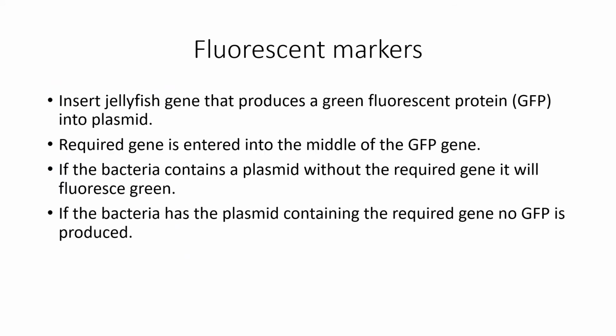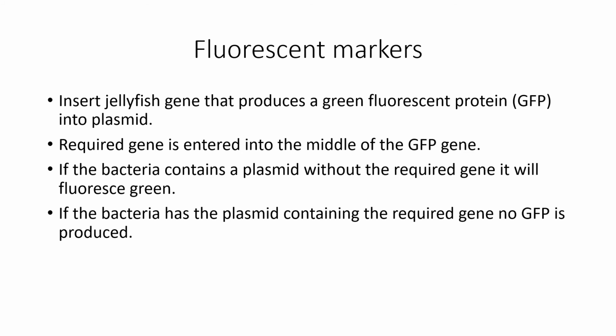More recently, fluorescent markers are becoming more and more common. Basically, what the fluorescent markers allow us to do is that if a bacteria contains a plasmid without the required gene, we get a certain color fluorescing through. If it contains the required gene, then we get no fluorescence coming through. So we've added genes, and we're now using other genes as markers in order to identify.